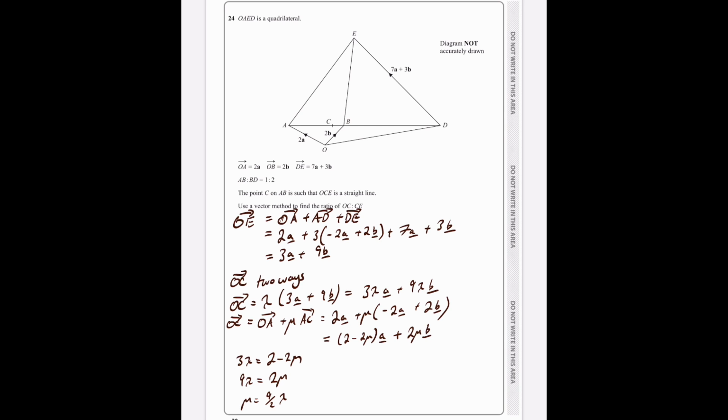We could divide both sides by 2 to get mu in terms of lambda. We actually didn't need to do that. Now there is a mistake here in my working. It should say 3 lambda equals 2 minus 9 lambda, replacing the 2 mu for 9 lambda. Adding 9 lambda to both sides, we'll get 12 lambda equals 2. Divide both sides by 12, we'll get lambda equals 1/6. Well, lambda is a proportion of O to C from O to E, and so the ratio between O to C and C to E will be 1 to 5. Well done if you got that one.